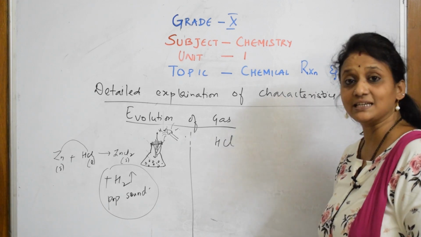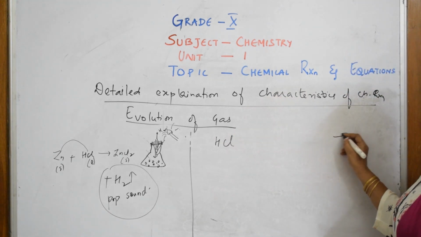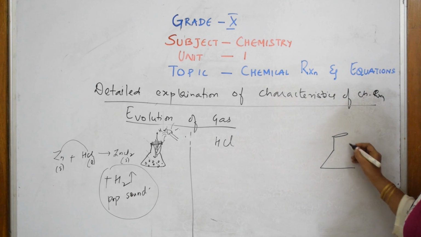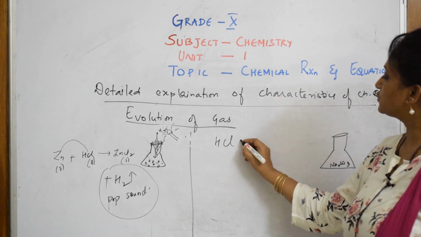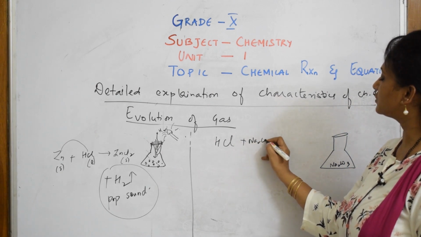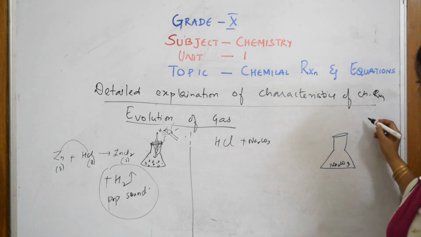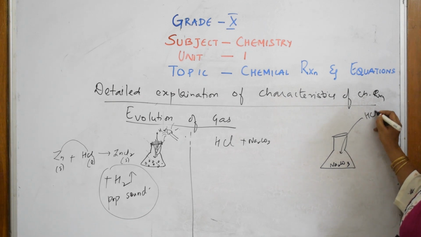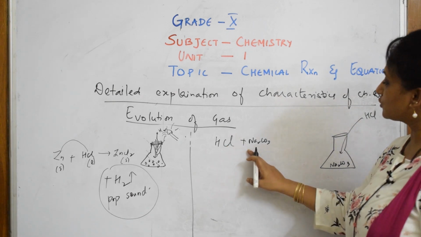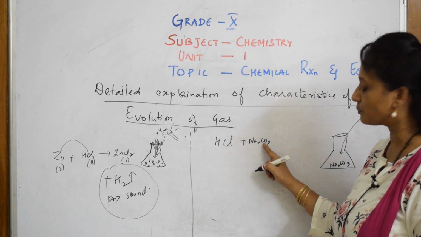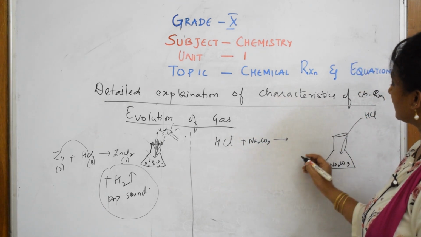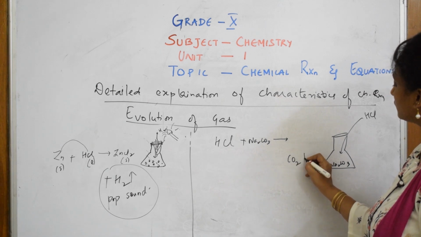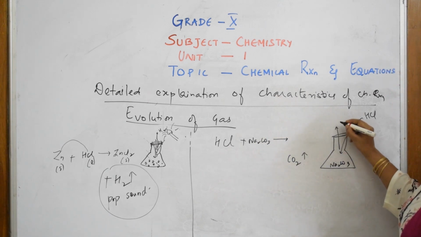Now let me take one more. I'm going to take HCl. So what am I going to do? I'm going to take a beaker again like this. In this beaker, I'm going to add Na2CO3, sodium carbonate, which is in the solid form. To this I'm going to add dilute HCl. So when these two combine, remember there is carbonate here. The first important thing: carbonate comes out in the form of carbon dioxide gas. So carbon dioxide gas comes out.